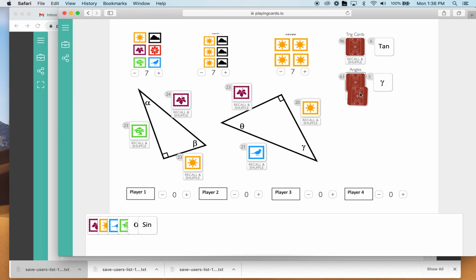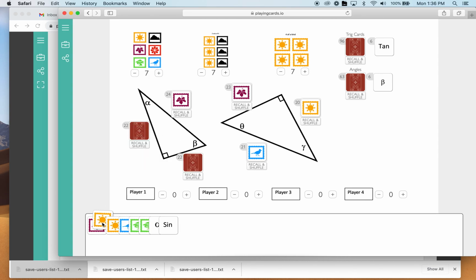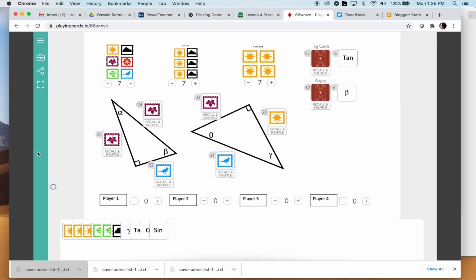Tangent, beta. So the nice thing on this is in between turns, the players can come up with their strategies. So even though it's not their turn, they have something to think about. Here, still nothing to turn in. Okay. Over here, oh, if I can get one more yellow. What are my angles? I have alpha and gamma. Gamma?